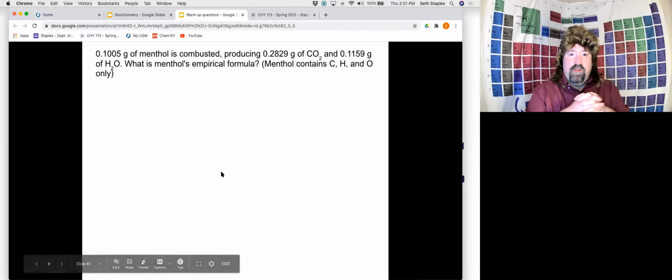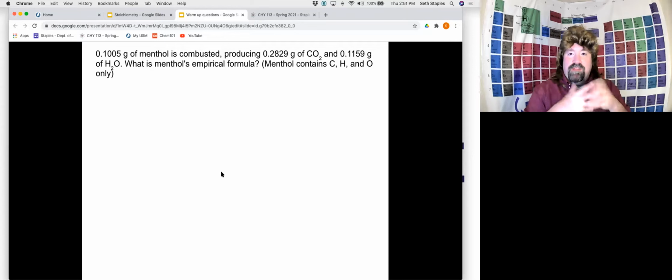We have a certain sample of menthol. When combusted, it produces some carbon dioxide and water for us. From this, we want to calculate menthol's empirical formula. Menthol does contain only carbon, hydrogen, and oxygen atoms. So from this, you should be able to use what we talked about last time and find the empirical formula for menthol. Go ahead and pause the video now. Work through this calculation. It should take you a little while to do. And then when you're done, fire the video back up and we'll compare answers.